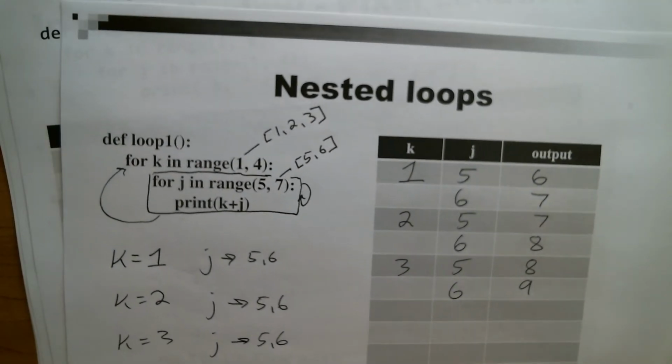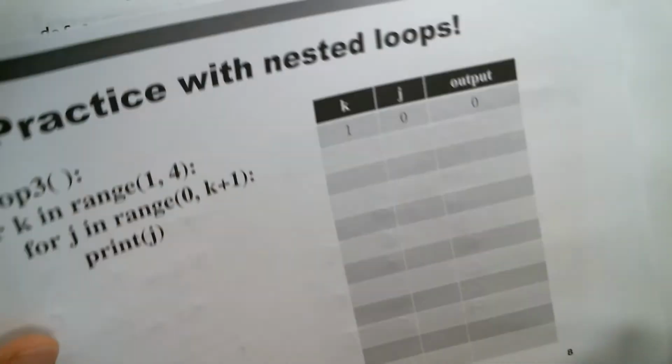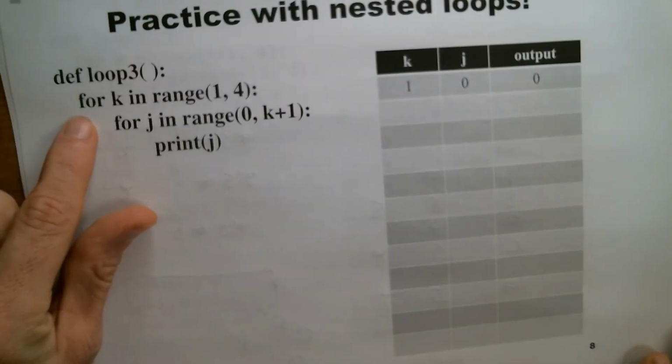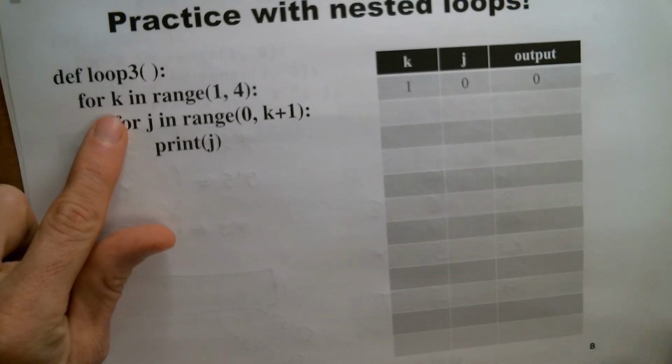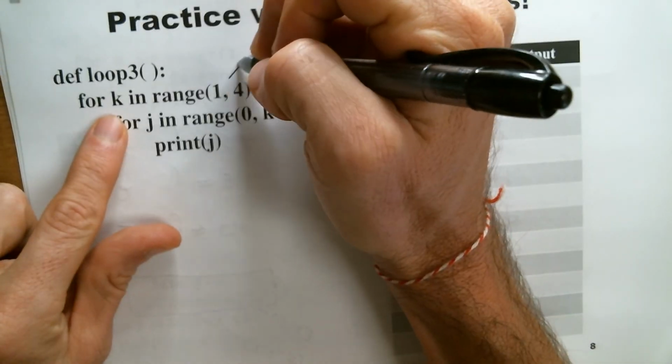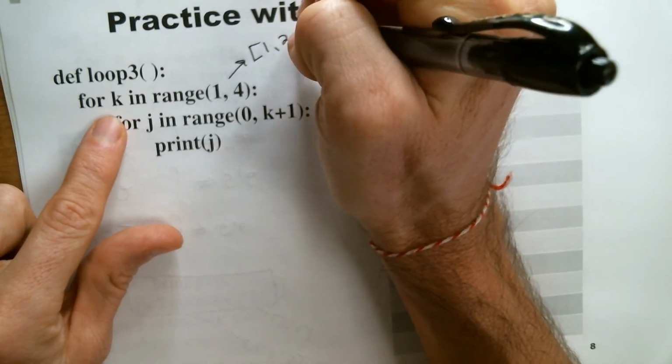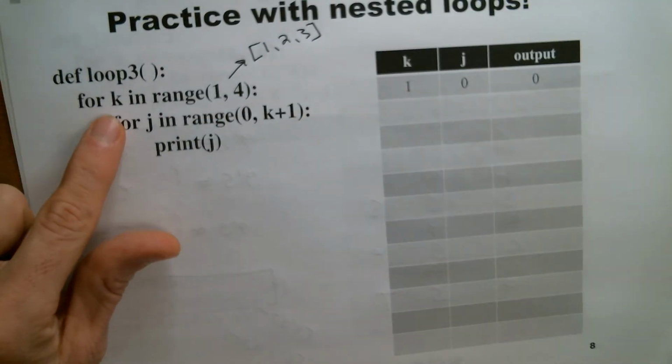All right, so let's practice some of these now to make sure that we understand how these are going to work. So I've got for K in range, 1 comma 4. I think early on, it's very helpful just to write these out. So 1 comma 4 means 1, 2, and 3.